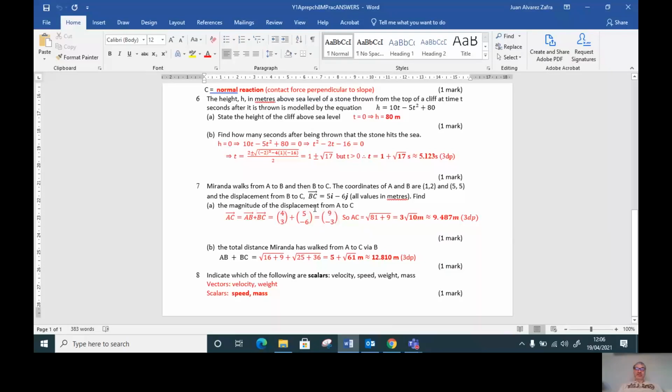And the magnitude of the displacement, which is distance, is the magnitude of this vector, which is 9 squared plus minus 3 squared, square rooted, which is about 9.487 meters.